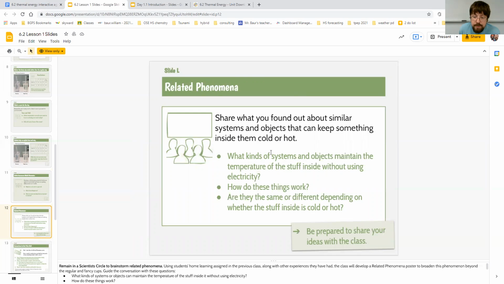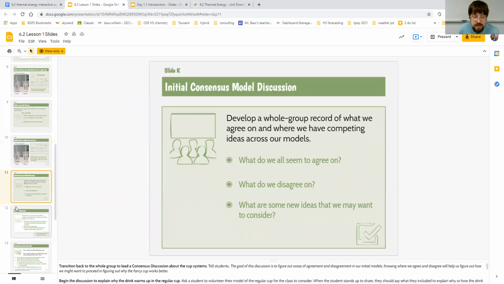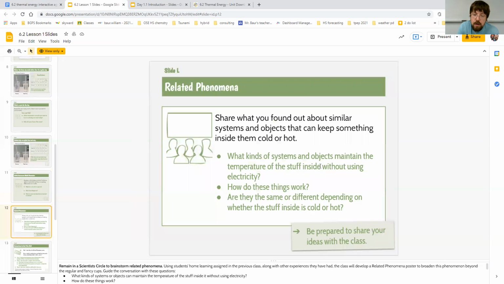So the next part, after we've come up with our consensus model, the students are going to share their related phenomena. So think about what other systems or objects maintain the same temperature without using electricity. We're not going to deal with anything with electricity, but think about things without electricity.